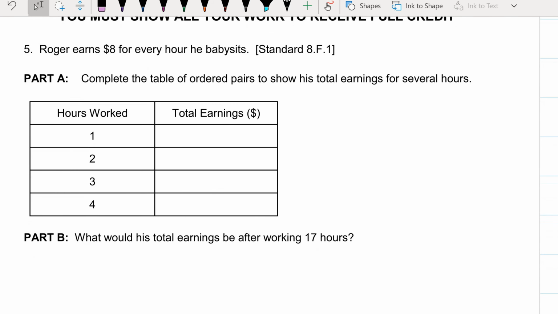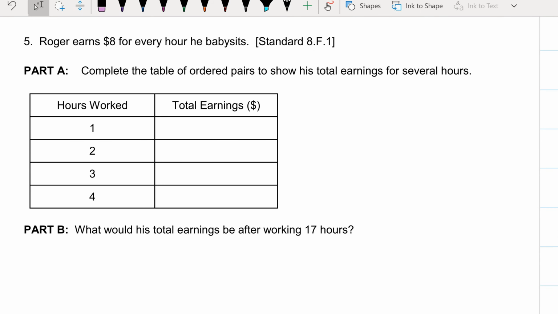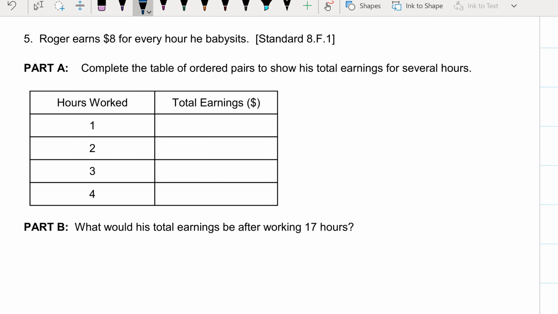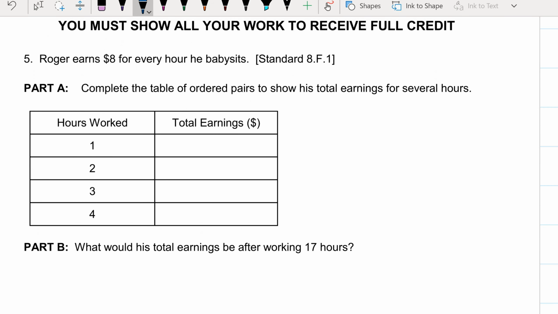Okay, number 5. Roger earns $8 for every hour he babysits. Complete the table of ordered pairs to show the total earnings for several hours. We've practiced a couple of problems like this before. Roger earns $8 for every hour, which means he earns the same amount of money consistently over time. So m equals 8.